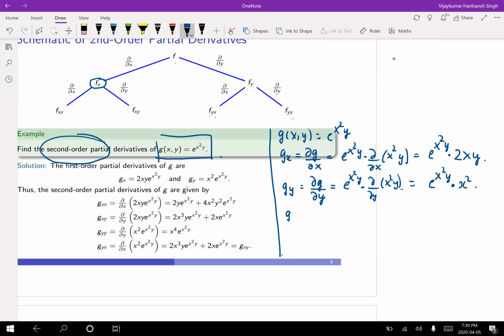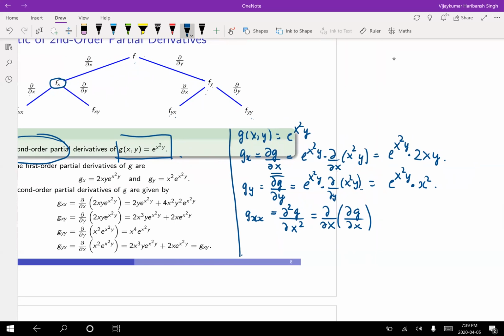So let's say what is g_xx? By definition, this is taking the derivative of this one here, and taking the derivative of that with respect to x, of e to the x square y times 2xy. Now note that this is a function of x and this is also a function of x. So a product rule comes into the picture.